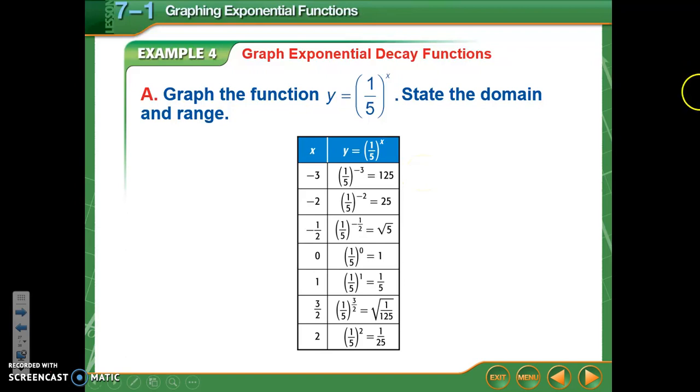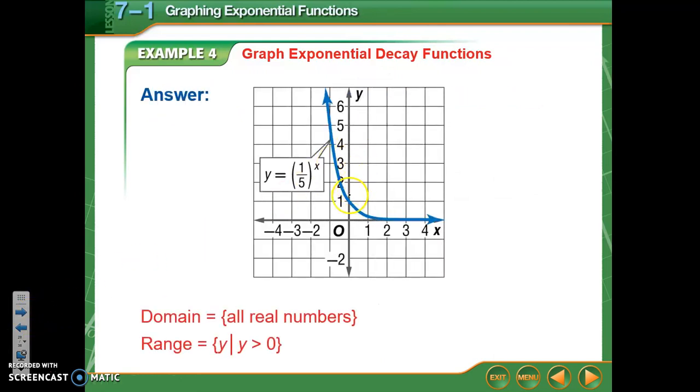Notice that to get from -3 to -2, I'm dividing by 5, or multiplying by 1/5, right? So only 1/5 of my amount is remaining each time, so it's decreasing very rapidly. And this is what my graph would look like. Here my domain again is all real numbers, and my range is y is greater than 0. Notice my intercept here is still (0, 1). At the point -1, I have 5. At the point 1, I have 1/5, and so it gets really close to the x-axis really quickly.